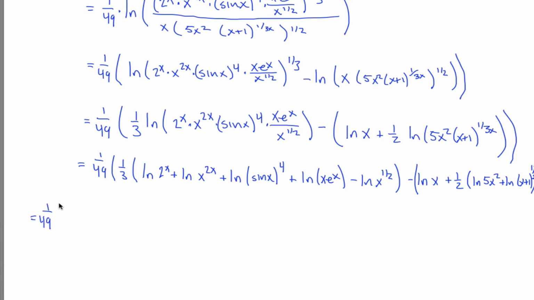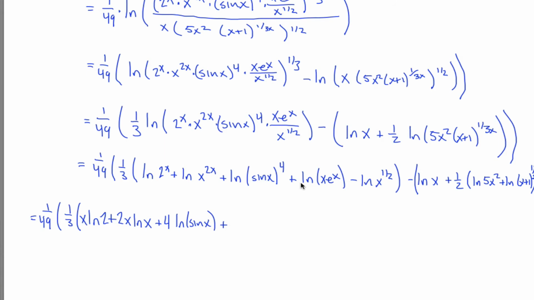1 over 49 times 1 over 3 times the natural log of 2 raised up to the x power. You can bring that x down in front and call it x times the natural log of 2. Plus natural log of x raised up to the 2x power. You can bring that 2x down in front and call it 2x times the natural log of x. Plus, I got a 4 up in the exponent. Bring that down in front. Natural log of sine of x.